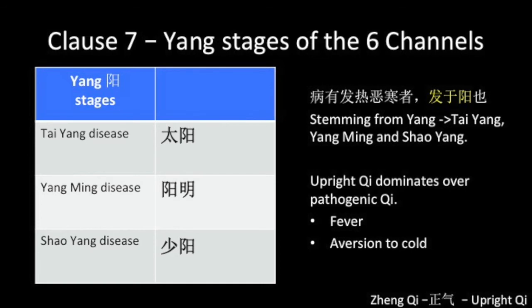Upright qi, or we could say the immune system, dominates, and in its struggle with pathogenic qi gives rise to these manifestations. Saying the disease will resolve in 7 days because it is a Yang number may have some numerological significance, but has not shown any clinical validity.